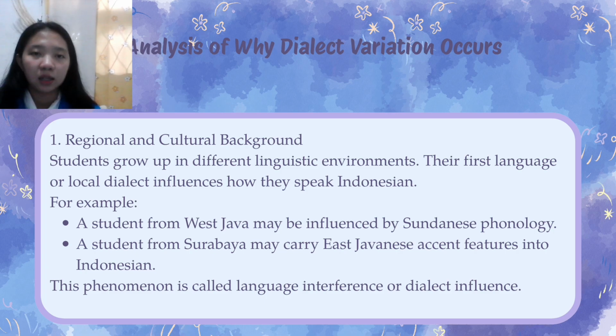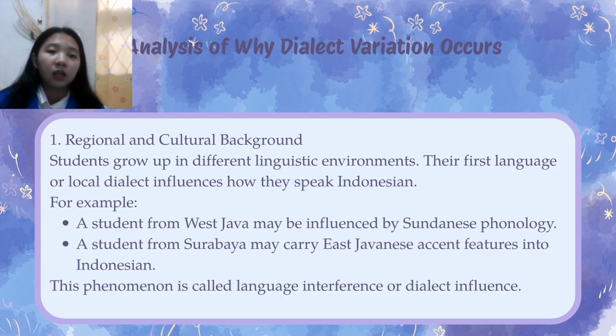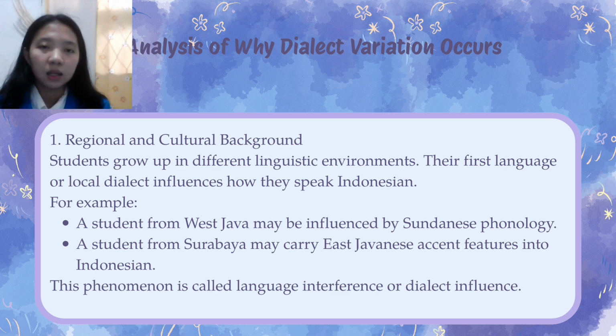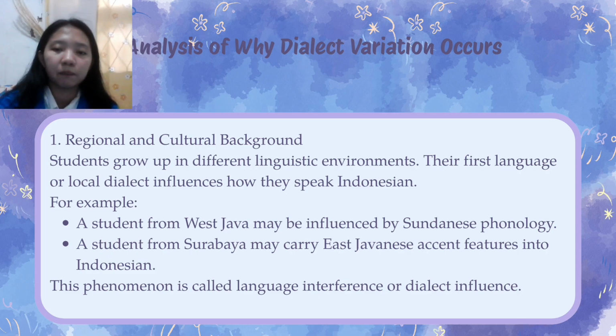Analysis of why dialect variation occurs. The first one is regional and cultural background. Students grow up in a different linguistic environment. Their first language or local dialect influences how they speak Indonesian. For example, a student from West Java may be influenced by Sundanese phonology. A student from Surabaya may carry East Javanese accent features into Indonesian. This phenomenon is called language interference or dialect influence.